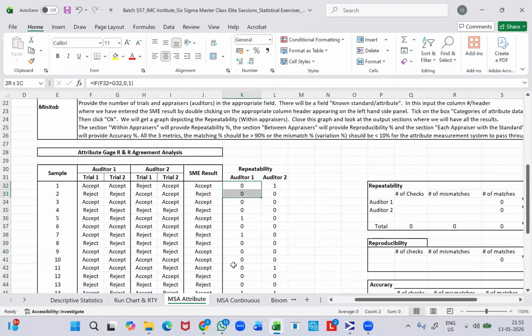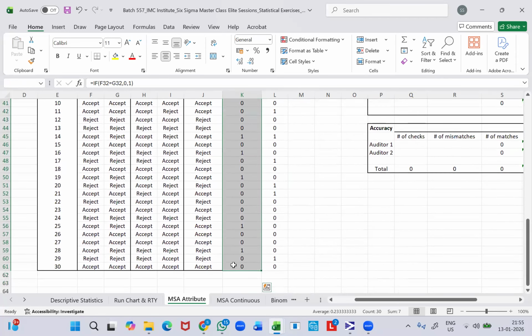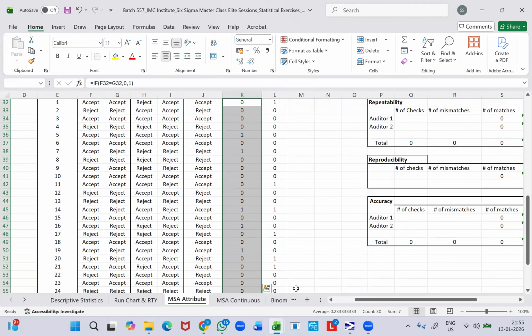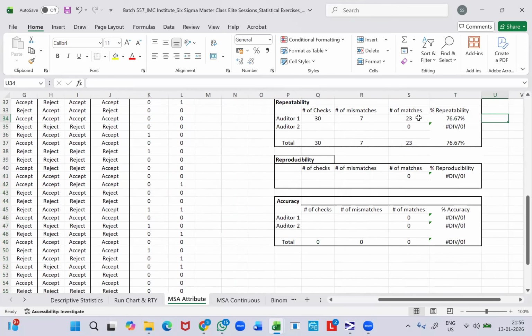So let me count the number of mismatches. Just highlight the column. We can see in the toolbar here, the sum is 7. That means 7 mismatches are there. So for auditor 1, as far as repeatability is concerned, 30 checks, out of which there were 7 mismatches. So the matching percentage is only 76.67%, way below the criteria, because variation should be less than 10%, meaning the matching percentage should be greater than 90%.